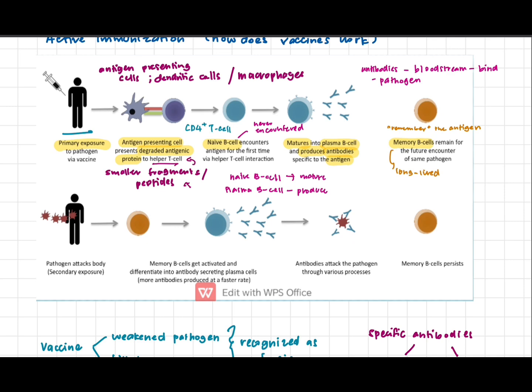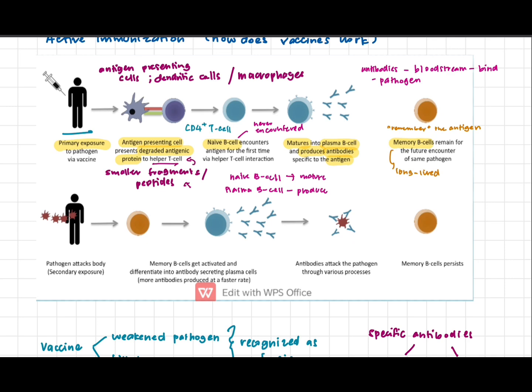So in summary, a vaccine works by priming the immune system to respond to specific pathogens. The introduction of weakened or killed pathogens into the body triggers an immune response that leads to the production of specific antibodies against it. The generation of memory B cells ensures that if the same pathogen enters the body again, the immune system can respond quickly and prevent disease.